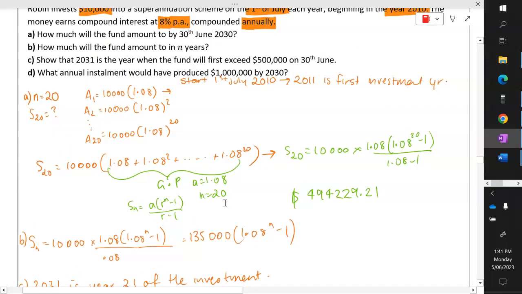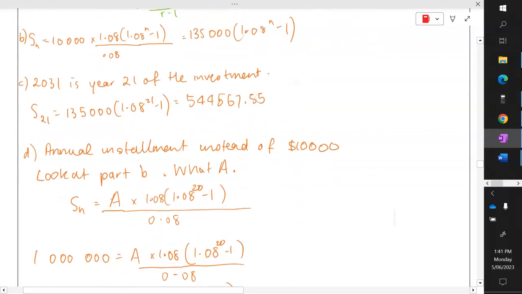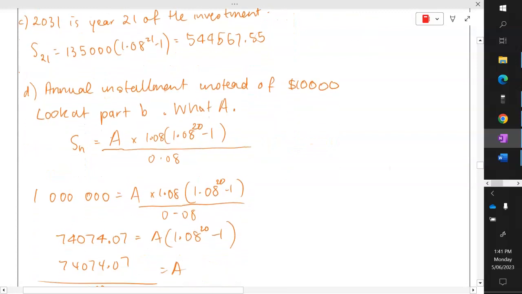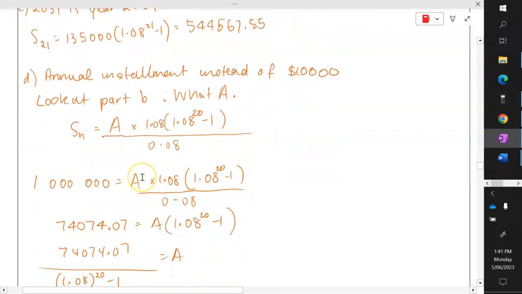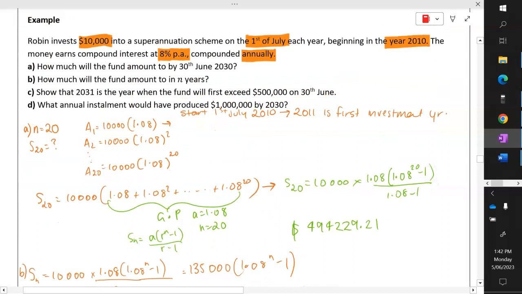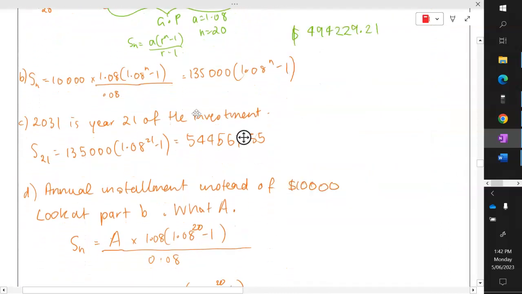It says, what annual installment would have produced $1 million by 2030? This is the part of the question that I wanted us to look at for this one. This is the most important part. Instead of the $10,000 annual installment, I want to figure out what that was. So I've looked at what I've got above at part B, and I'm basically wanting to find what A was in there. The sum to N is equal to A times the bracket, and N is going to stay at 20 because the question did say by the year 2030. So we're still looking at 20 years.